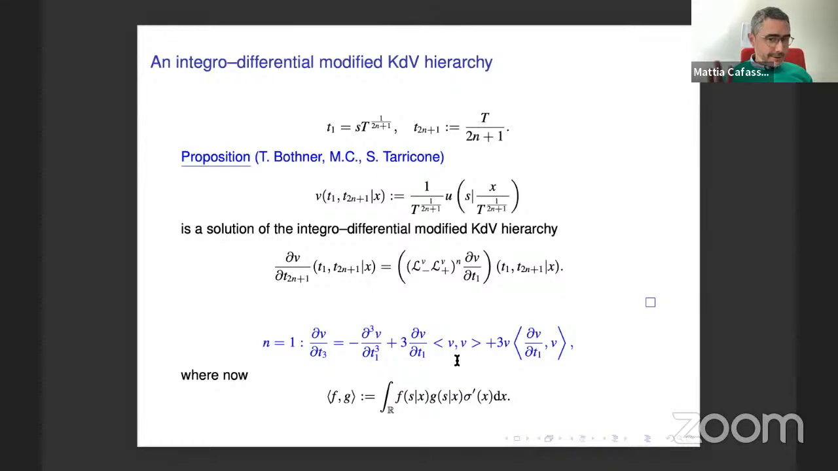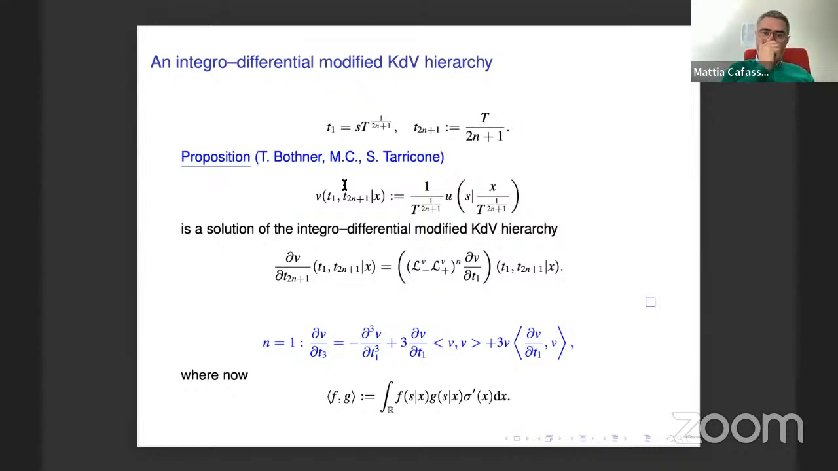This is more or less the last slide that I have. As I said before, in the classical setting, the Painlevé 2 hierarchy arises as a self-similar reduction of the modified KdV hierarchy. So do we have an integro-differential modified KdV hierarchy here? The answer is yes, we have, okay? We have to introduce two variables, t1 and t2n plus 1 for every small n in this way.